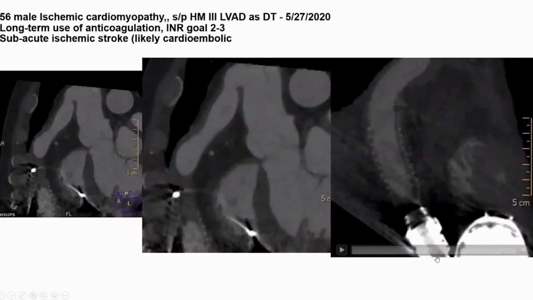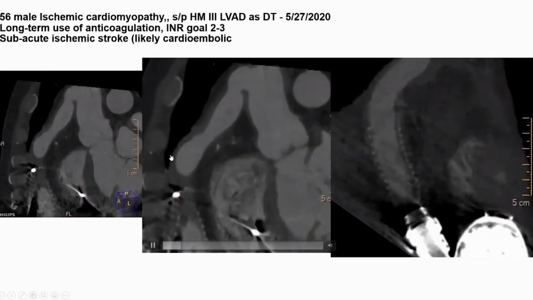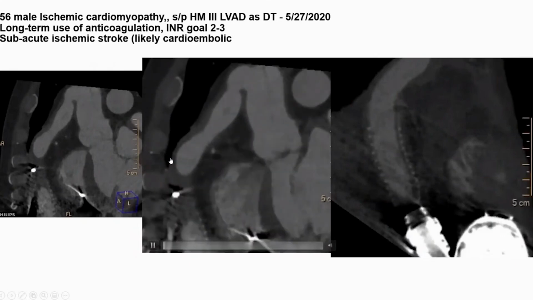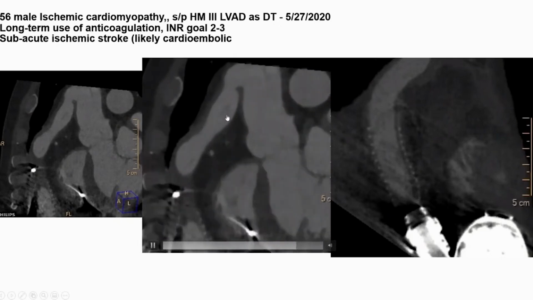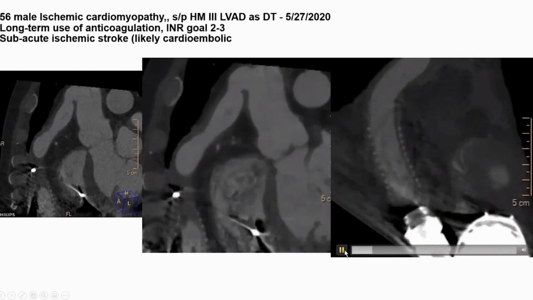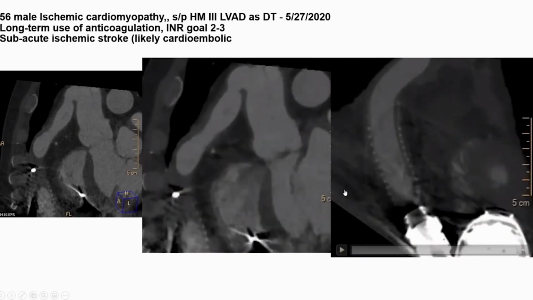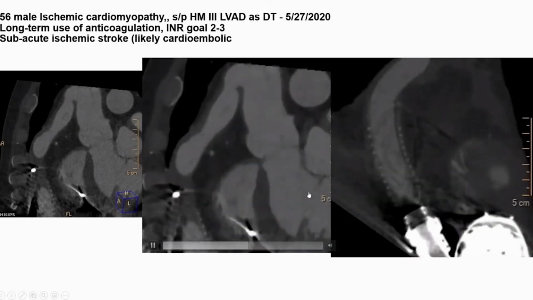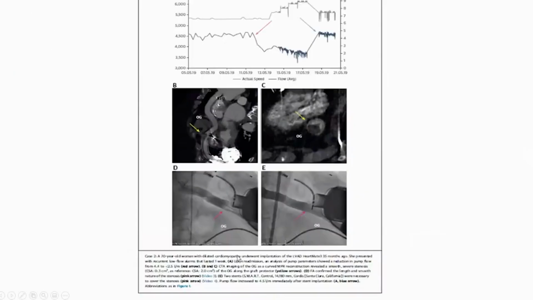Another example. This is a case of a patient with ischemic cardiomyopathy with a HeartMate 3 who is on anticoagulation. So you can see all this strand here. I think I showed you guys earlier, which we don't really know what it means. But this patient does have an ischemic stroke. And this is something that's been described, as I mentioned earlier, the twisting of the outflow graft, and it was treated with a stent, as you can see right here, with improvement of the flow.